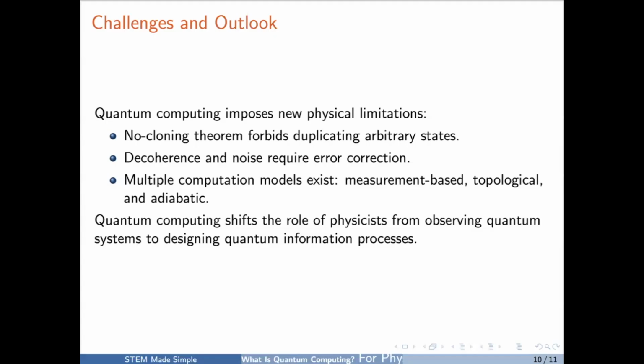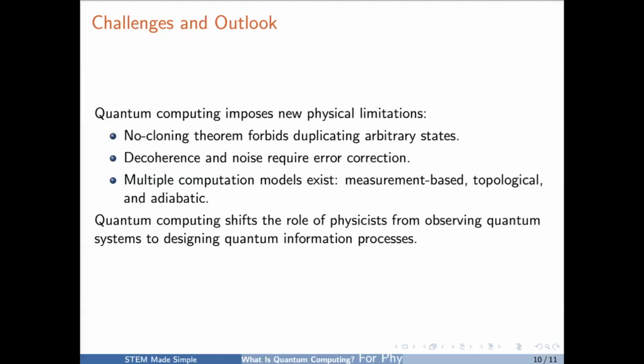From a broader perspective, quantum computing is not a single technology or architecture. It includes several distinct models, including measurement-based computation, topological quantum computing, and adiabatic evolution. Each of these models emphasizes different physical and mathematical principles, but they are all computationally equivalent in terms of the class of problems they can solve, given sufficient resources.